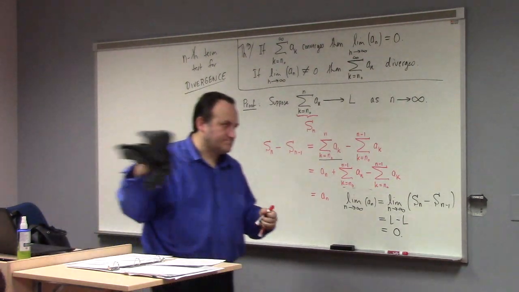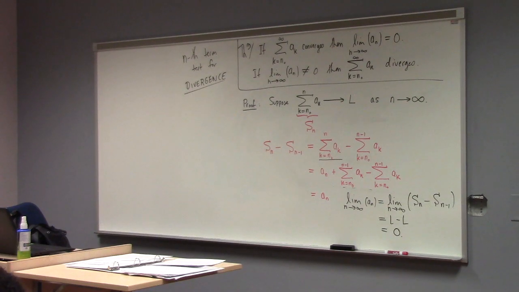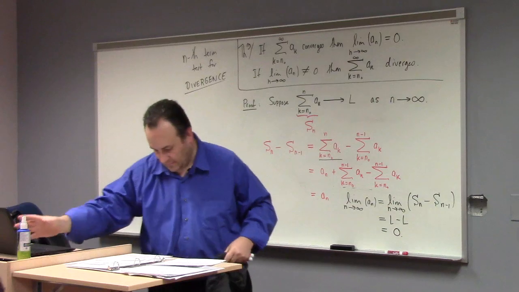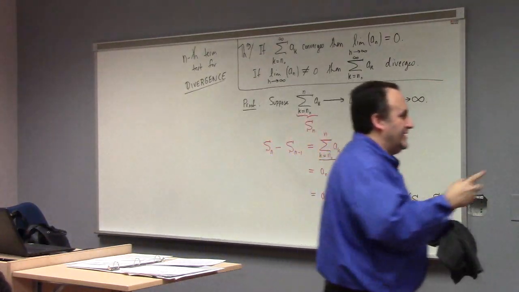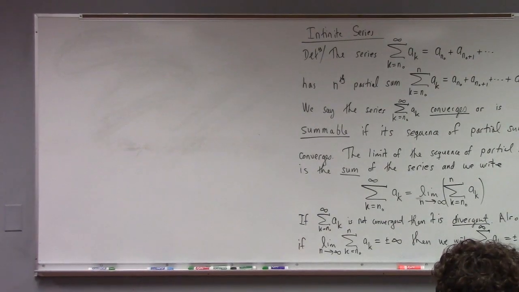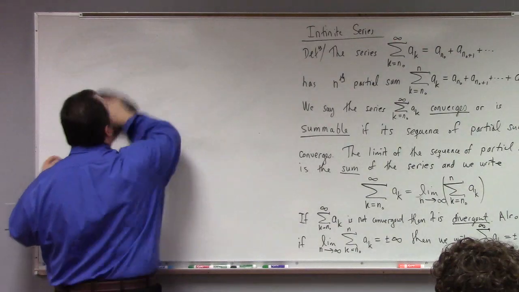Okay, so that's the nth term test for divergence. And of course, you could also take the limit as k goes to infinity of a sub k if you wanted. It wouldn't be any different logically, okay?